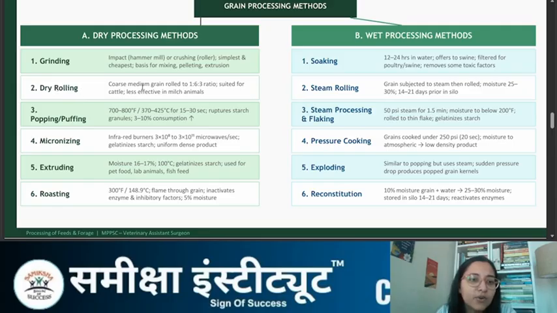Then dry rolling, the coarse medium grain is rolled to a 1:6:3 ratio. It is suited for cattle, less effective in milch animals.